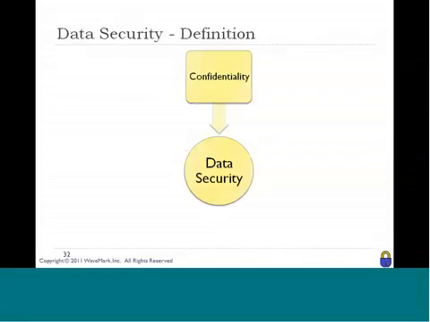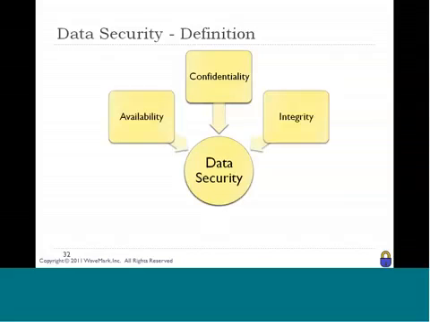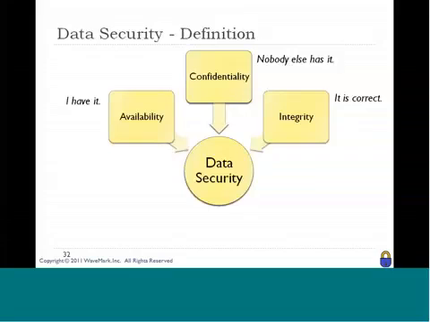So first, let's start by defining it. Most people think of data security as confidentiality. So as long as my data hasn't been breached and it's confidential, then it's secure. There's a wider definition of data security that actually involves data availability and data integrity. So it's not enough that the data is confidential. It's also important that I have access to the data and that it hasn't been modified when I had access to it, i.e., I have the data, nobody else has the data that shouldn't have access to it, and this data is correct. And so that's the more comprehensive definition of data security that a system design should address.